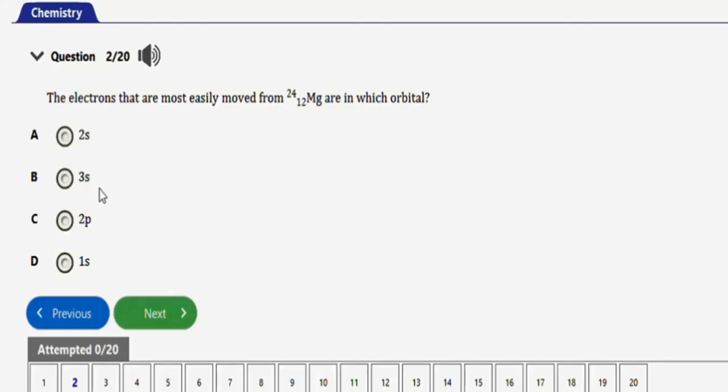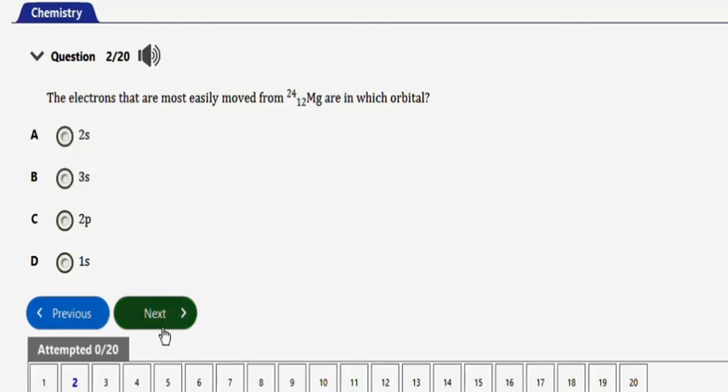3s orbital, where in this 3s the number of electrons is 2. So that 2 in this 3s is the number of electrons that is then removed. Okay, so it's in the 3s orbital.